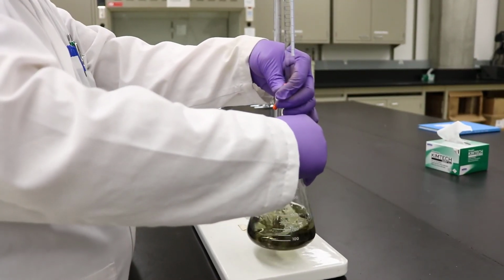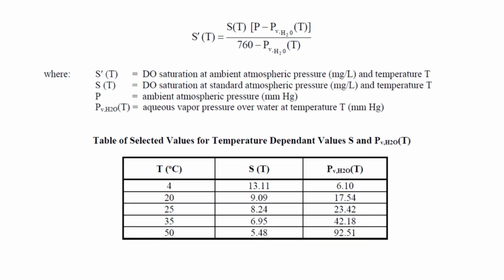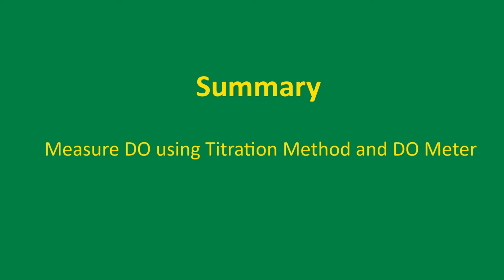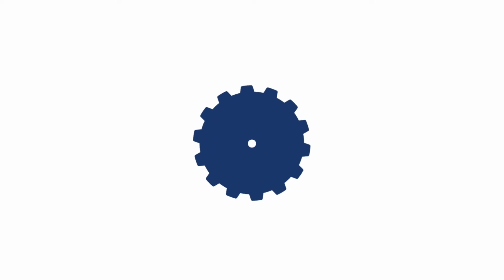You need to determine the DO using both the titration method and DO meter. Using the following equation, you can calculate the expected DO concentration for each aeration temperature and at ambient atmospheric pressure. Compare them and calculate the error. After this lab, you should know how to determine the DO using both the titration method and DO meter. Join us next time for the 5th and final lab, chemical oxygen demand and total organic carbon.